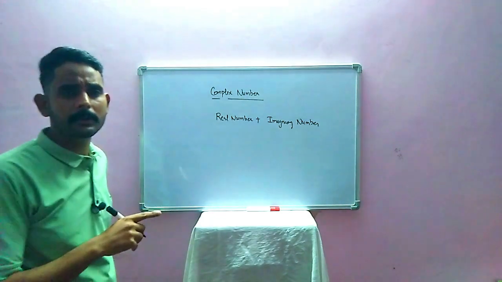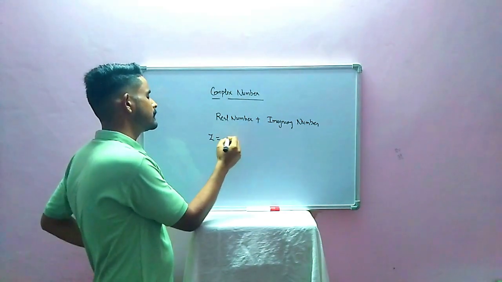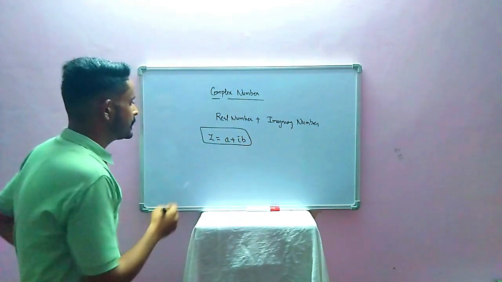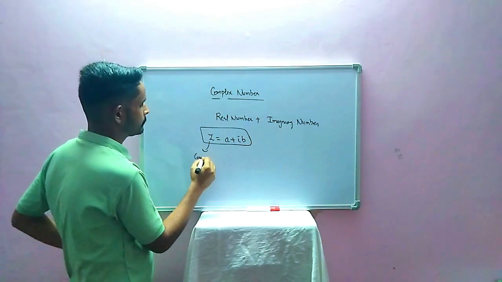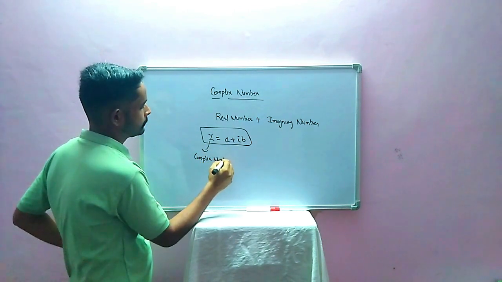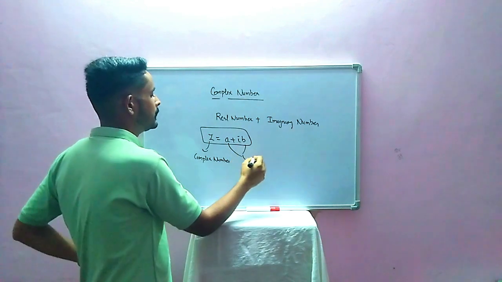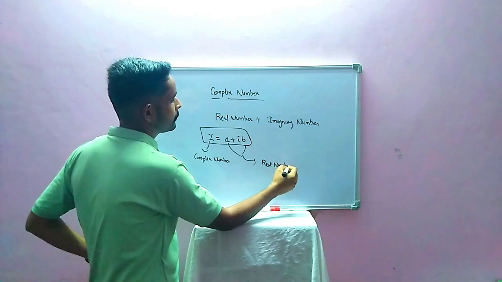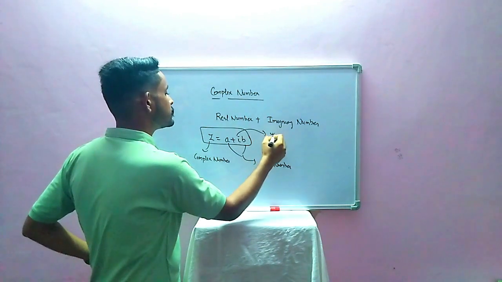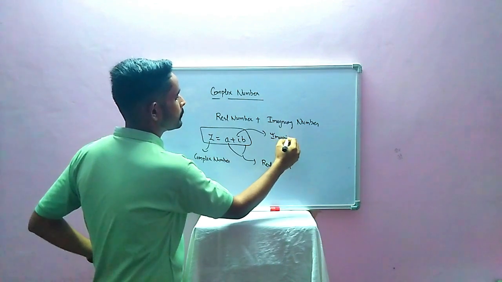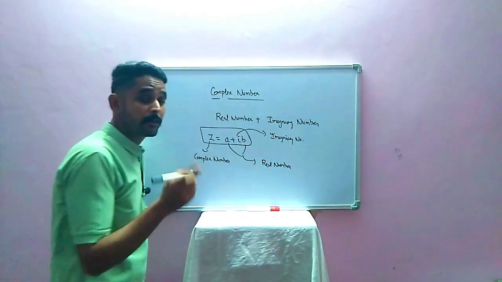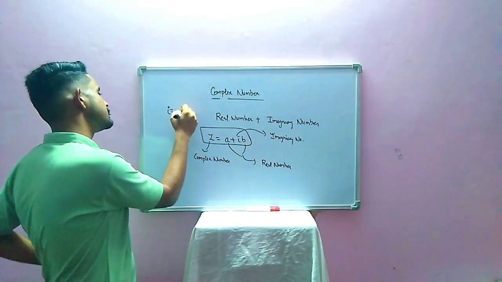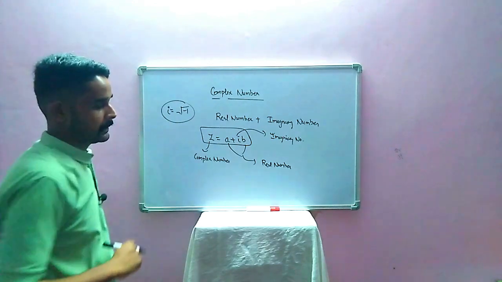In the general form, a complex number is denoted by z is equal to a plus iota b. In this case, z represents the complex number, a and b are real numbers, and iota is the imaginary number. The value of iota is under root of minus 1.